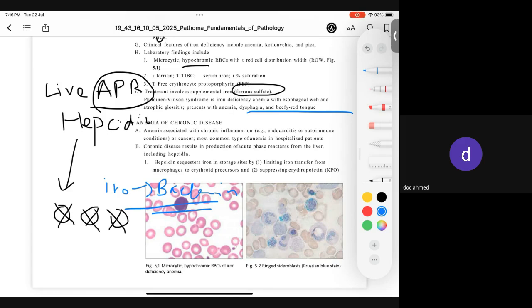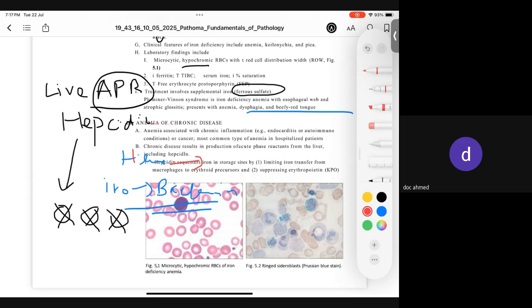So according to hepcidin, it's doing a good job in chronic inflammation to save me from bacterial growth. If you do not have iron, bacteria cannot grow. But the side effect is that if iron isn't coming out of ferritin, it can never participate in the formation of heme. So if it does not participate in heme formation, what would happen? Would we develop iron deficiency anemia? Yes. If we aren't allowing iron to come out of the ferritin store and it is never participating in heme synthesis, heme is less, hemoglobin is less, microcytic anemia.